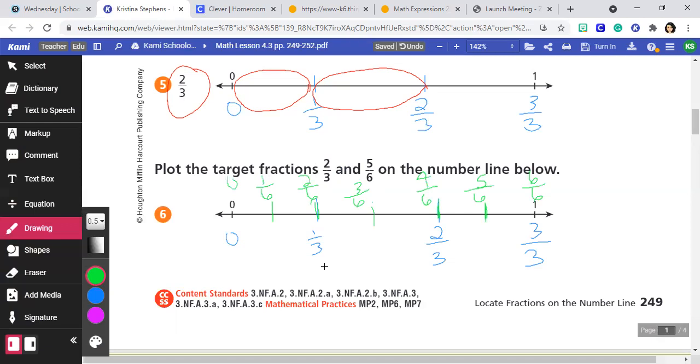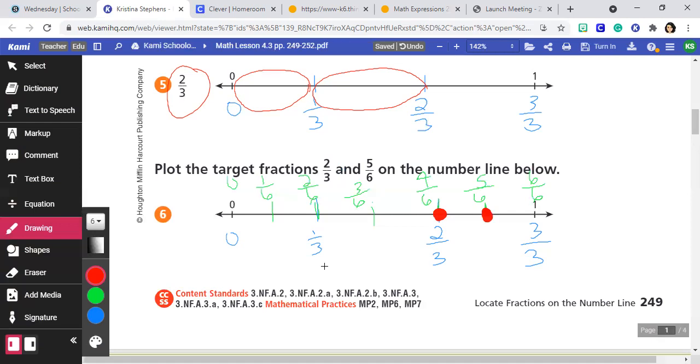All right. Now I'm going to choose a different color. I'm going to choose red, and I'm actually going to make my dot just a little bit bigger so you can see it better. The directions were to plot the target fractions 2/3 and 5/6 on the number line. So let's find 2/3 first. And I'm going to put that right there. That's 2/3. And the next one is 5/6. So I'm going to plot that right there on the number line.